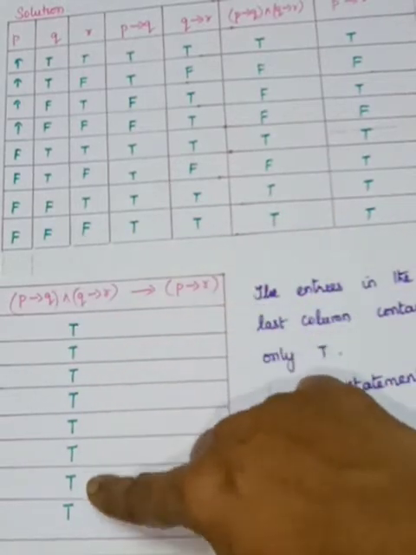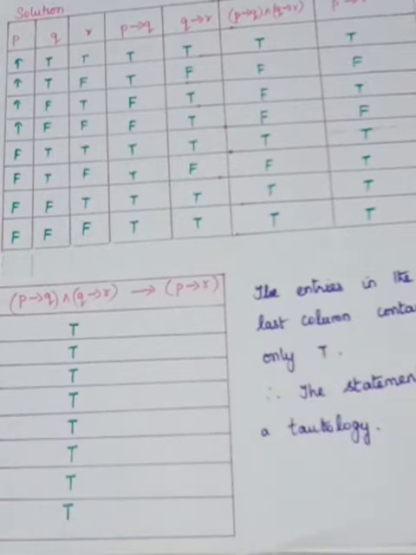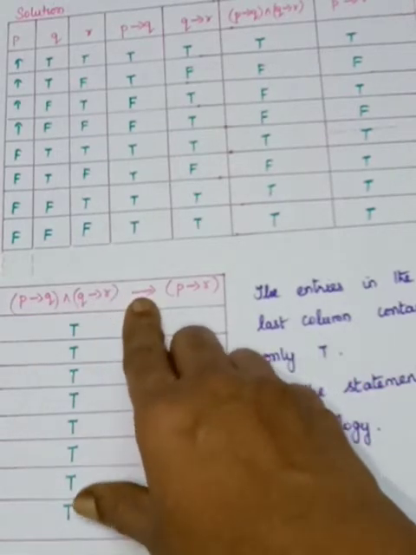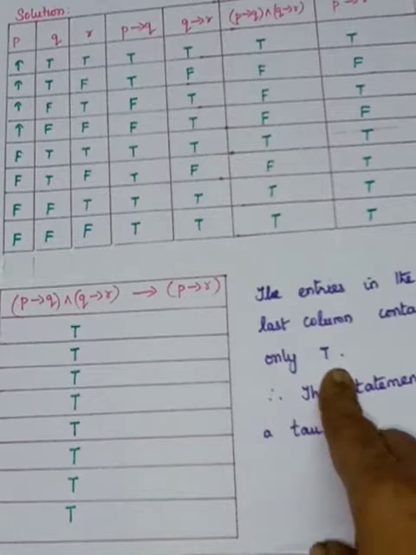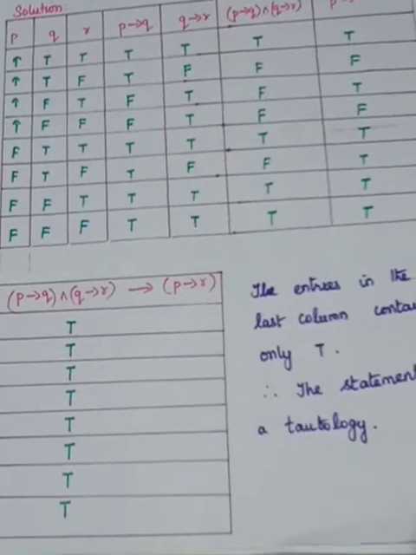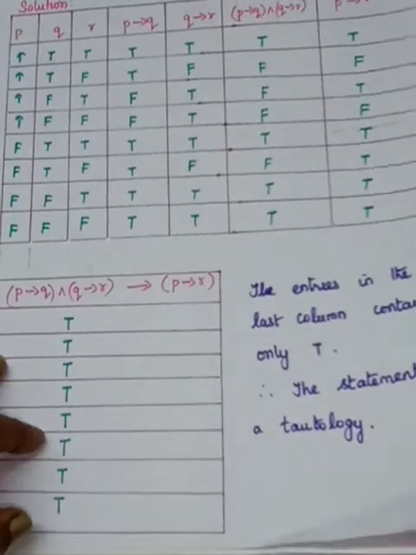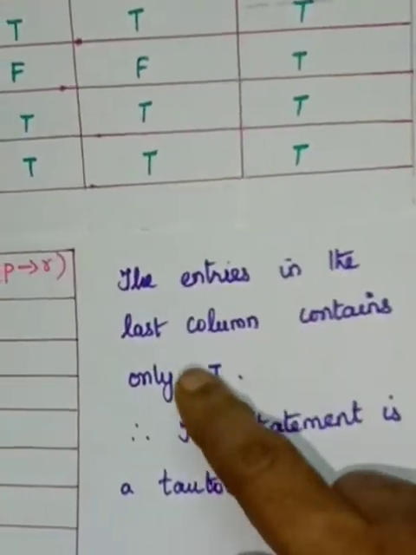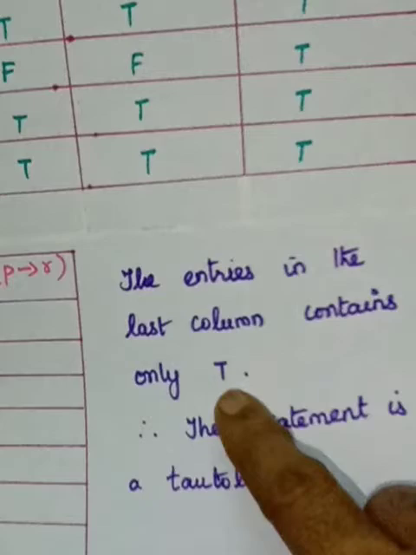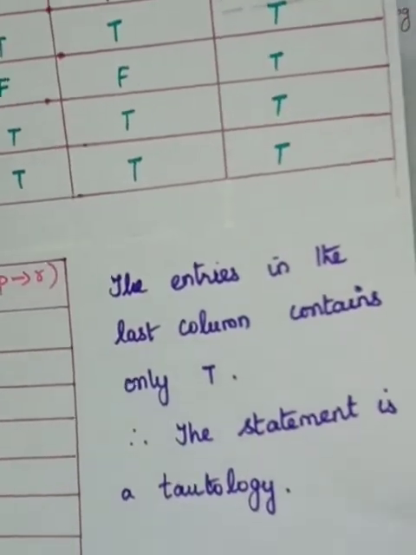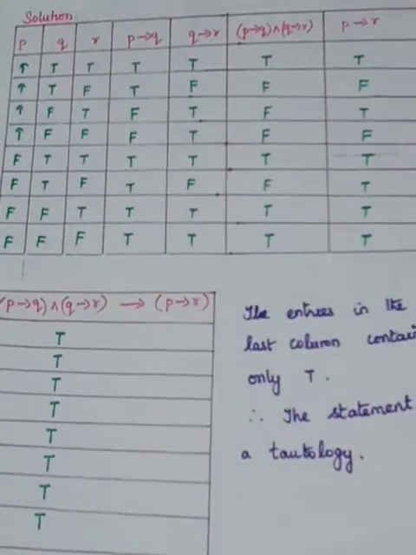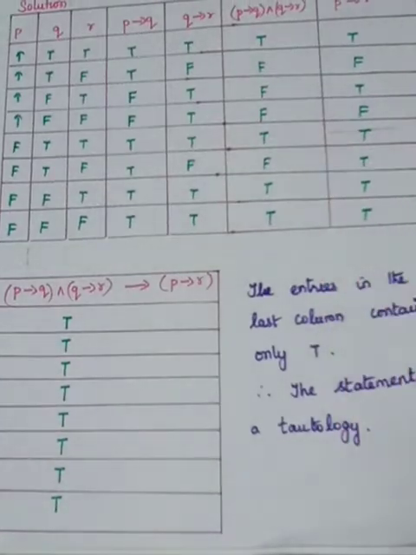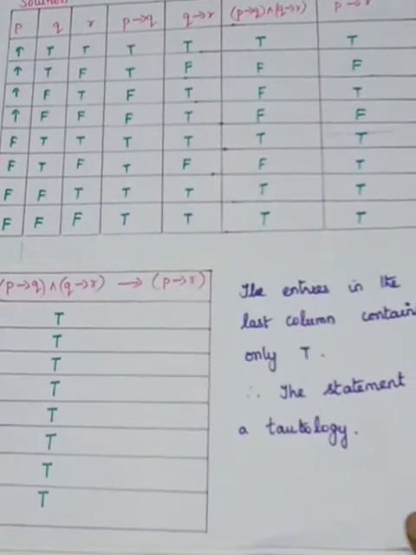So you look at the last column entries corresponding to this compound statement; it contains only T. So therefore this compound statement is a tautology. Okay, you see that I have written the conclusion here. The entries in the last column contain only T. So therefore the given statement is a tautology. In the exam you have to write it as a single tabular column. Don't bring the entry separately.